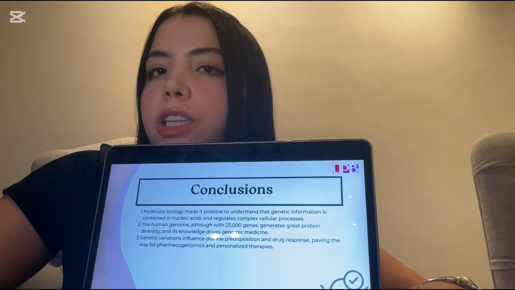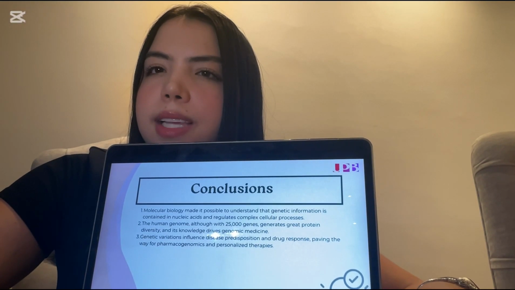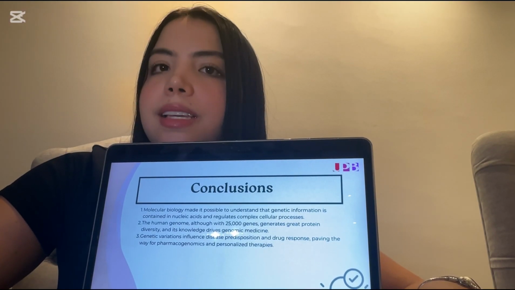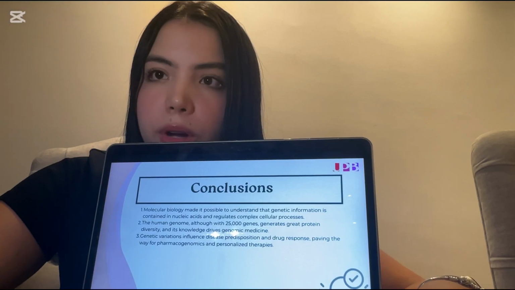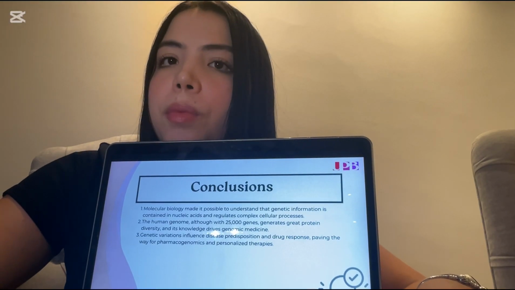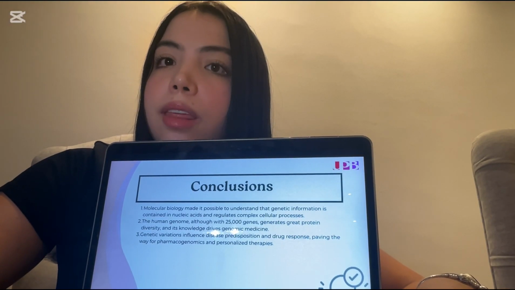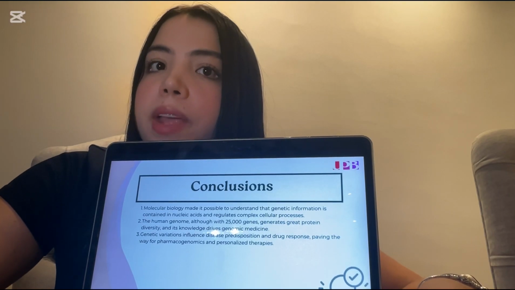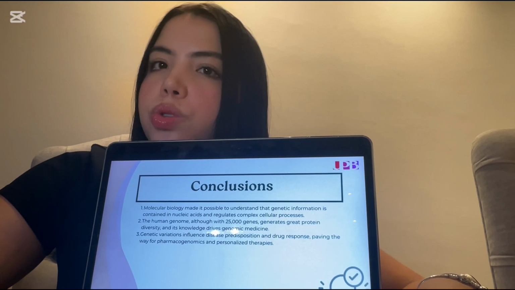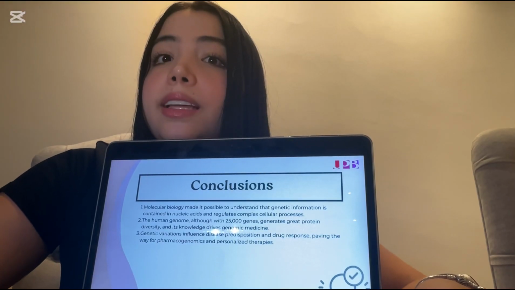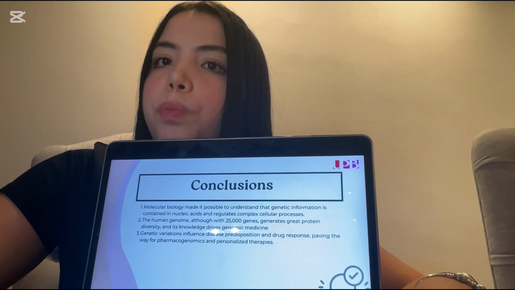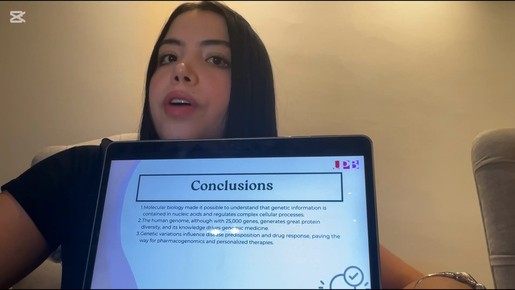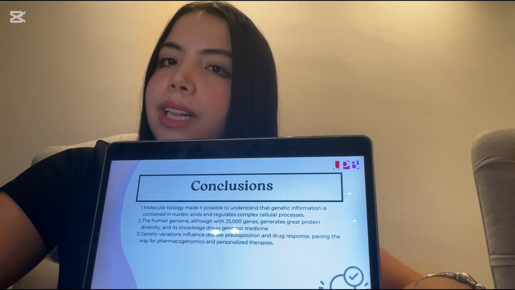Conclusions. Molecular biology made it possible to understand that genetic information is contained in the nucleic acids and regulates complex cellular processes. The human genome, although with 25,000 genes, generates great protein diversity, and its knowledge drives genomic medicine. Genetic variation influences disease predisposition and drug response, paving the way for pharmacogenomics and personalized therapies.